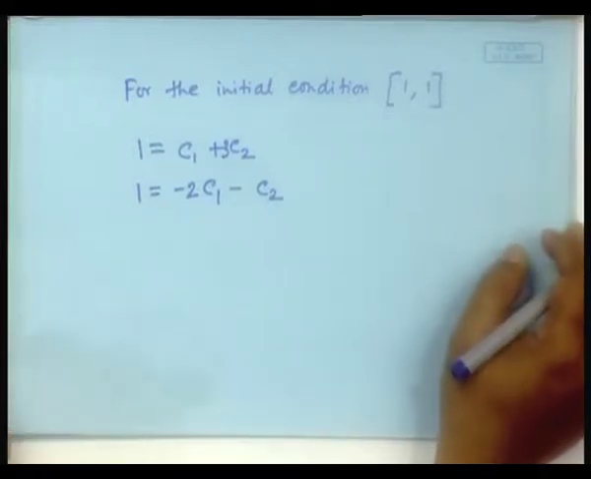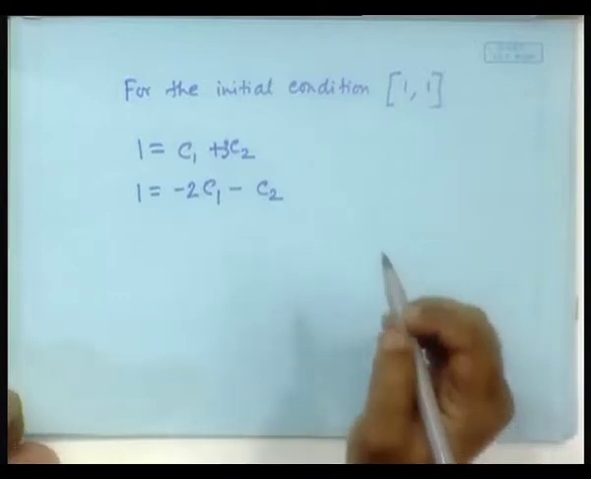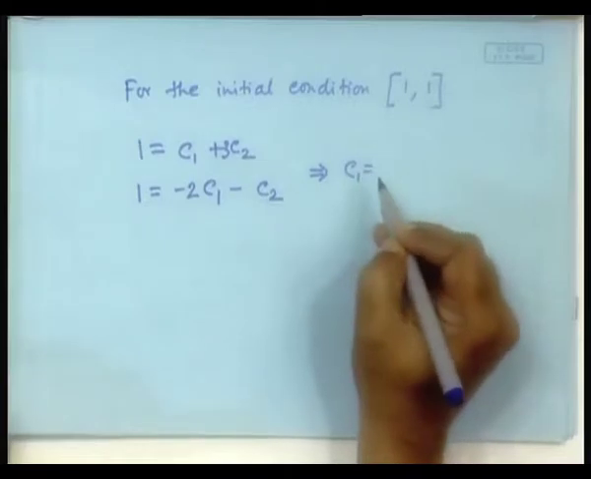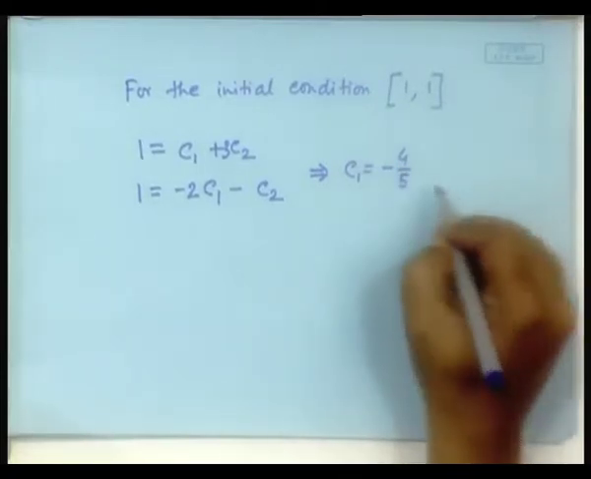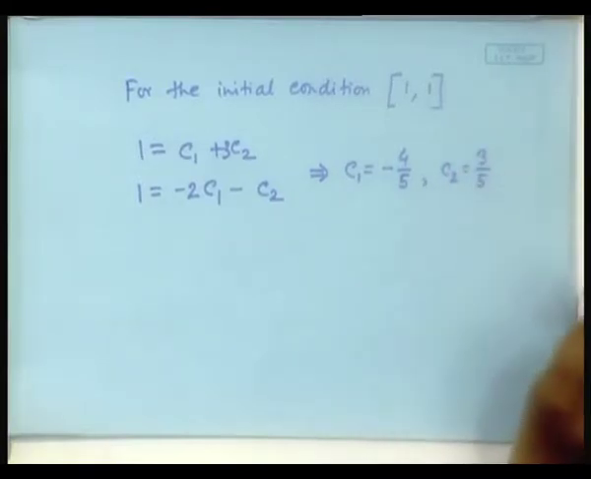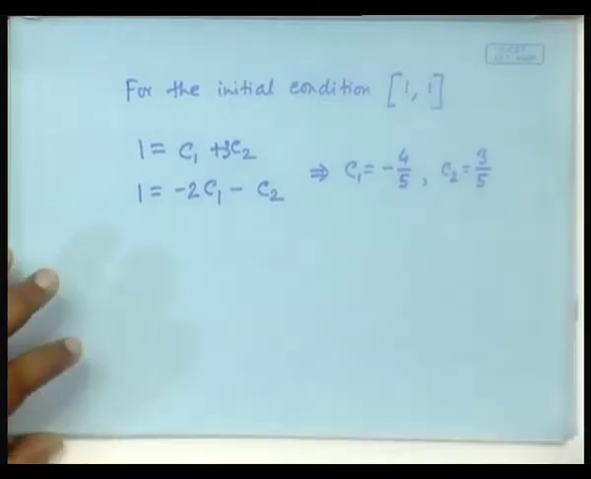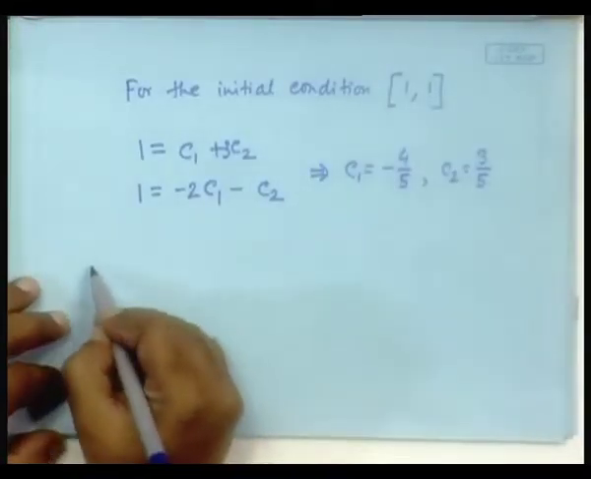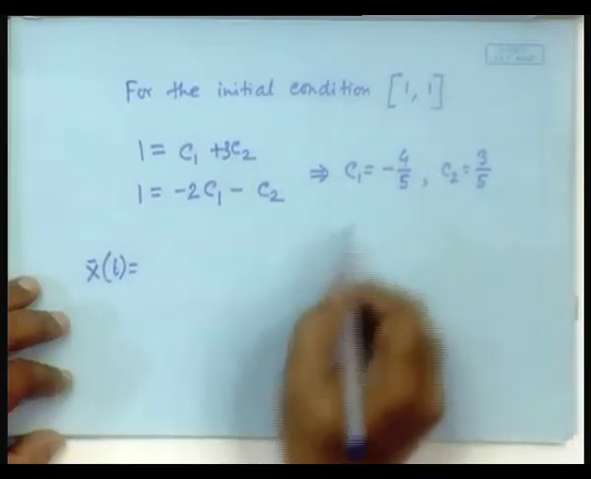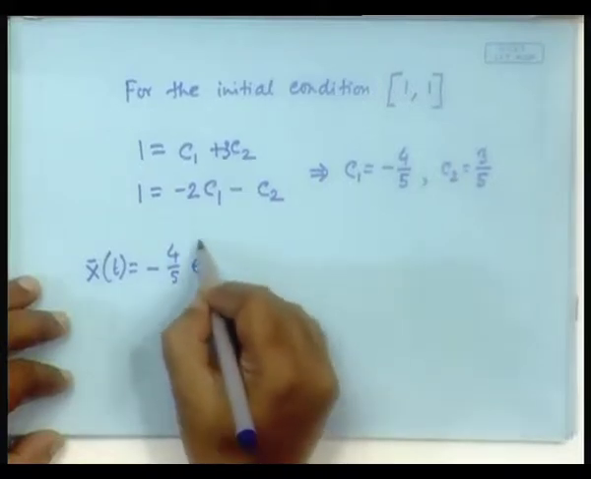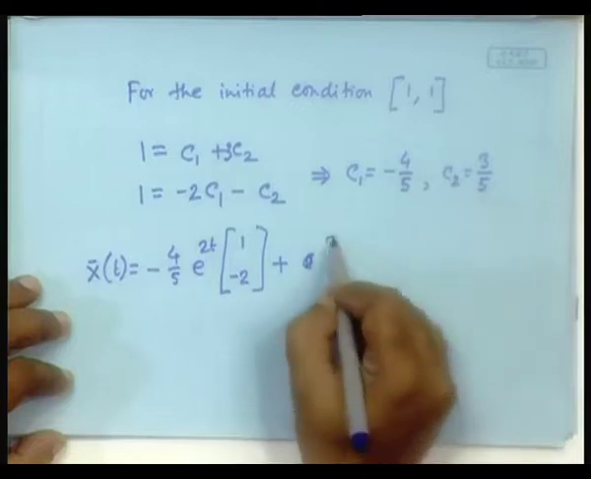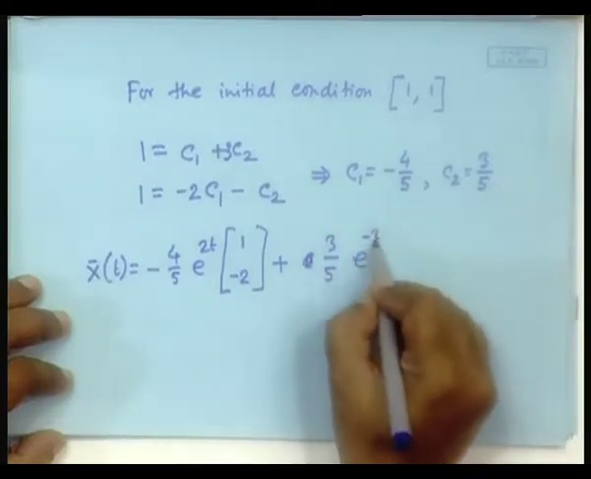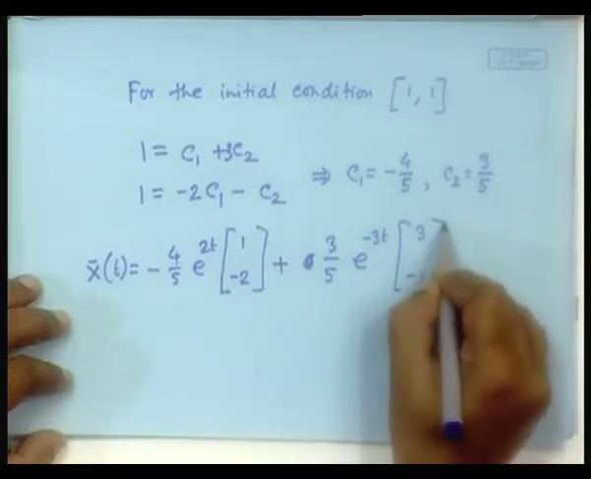What do you have? This will give C 1 is equal to what? Just do that. Minus 4 by 5. Okay. And C 2 is, okay, which means the actual equation, if you have this as a starting point, would be simply this. So, x vector of t is equal to C 1 is minus 4 by 5 e to the power twice t times 1 minus 2, plus C 2 is 3 by 5 e to the power minus thrice t times 3 and minus 1. That will be the solution.